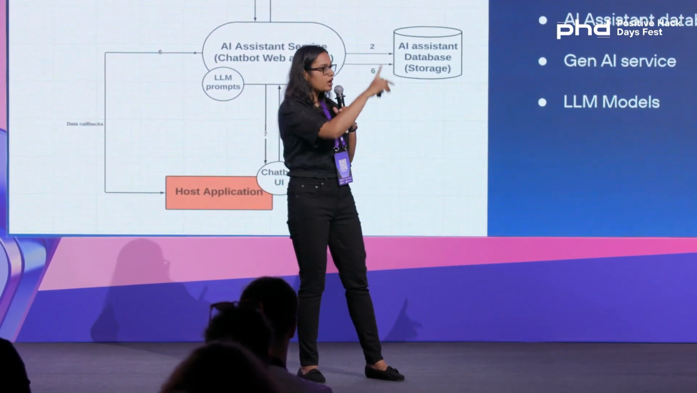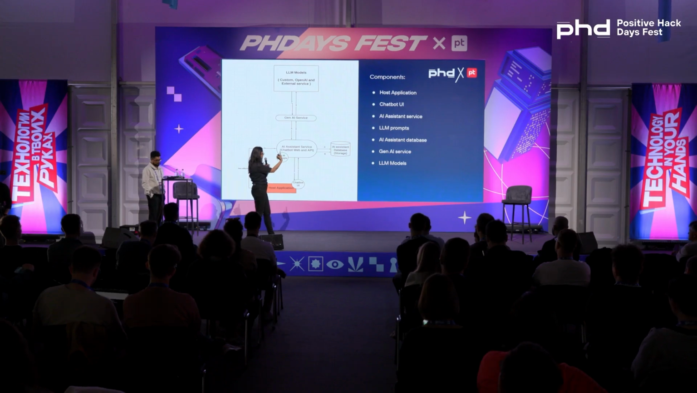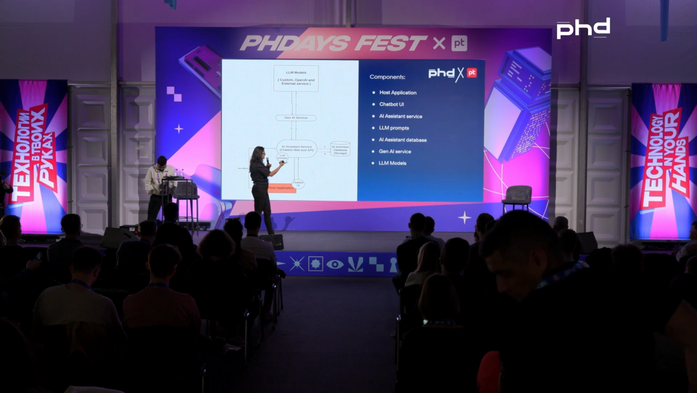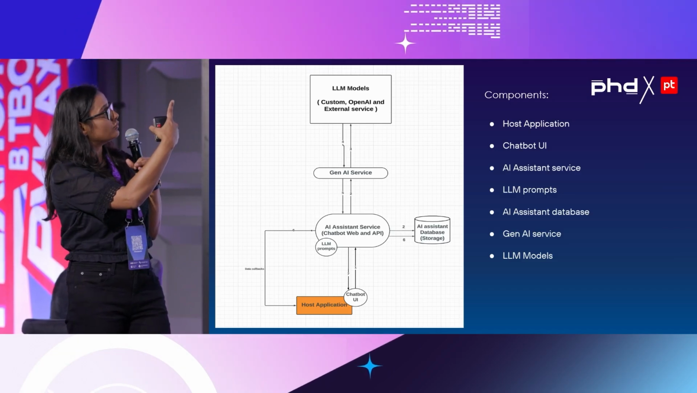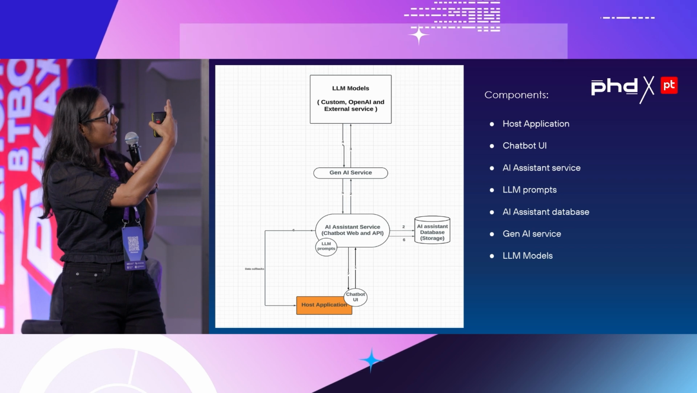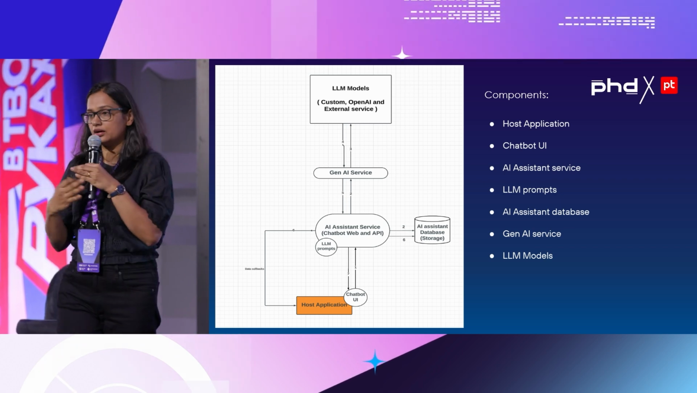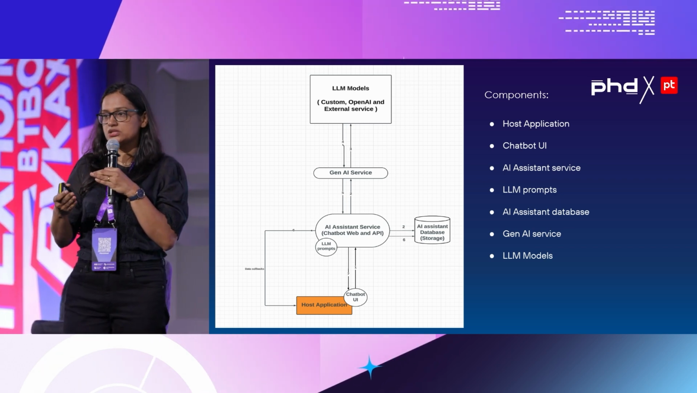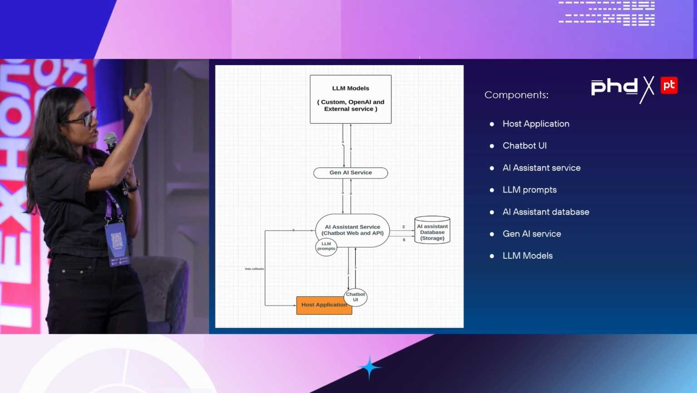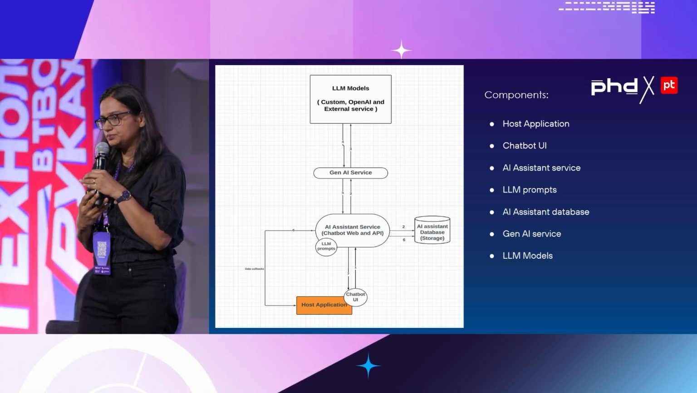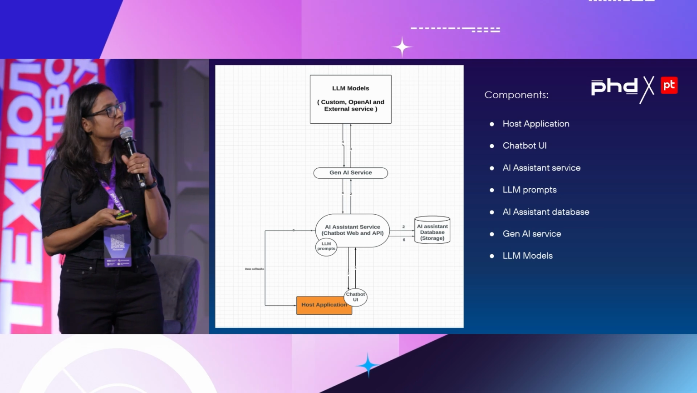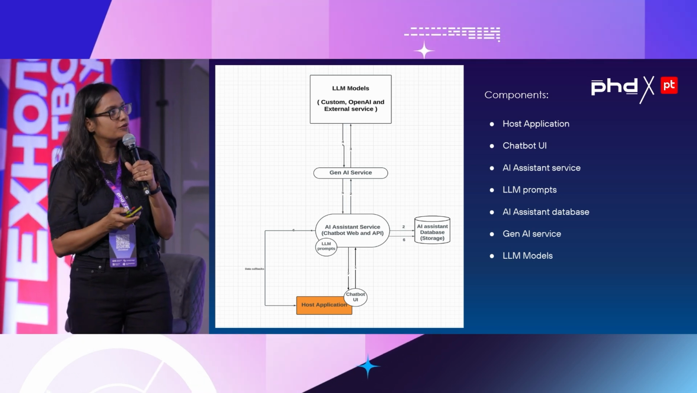So this is how the workflow works. First, the chatbot sends the query to the AI assistant. It asks for the user detail from the AI assistant database, or it views the details, and then sends them back to the LLM models. And when the LLM models send a response, it goes the similar way through the GenAI service and then the AI assistant, and it is sent back to the chatbot. So this is how the components and workflow work here.